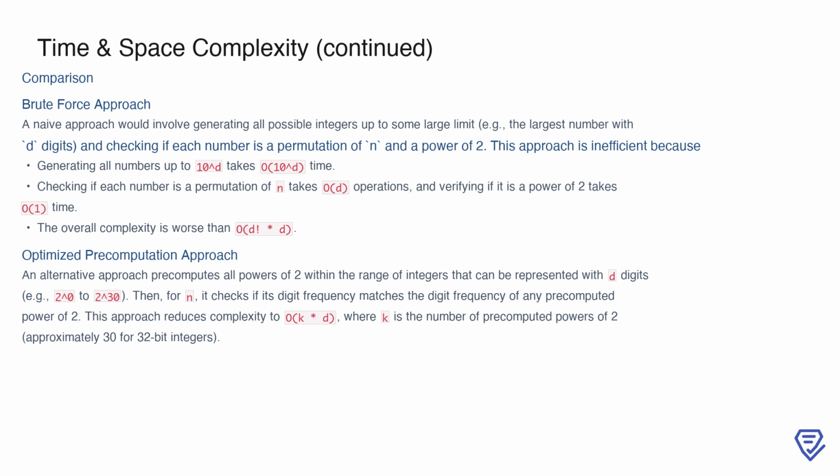A more efficient alternative is the pre-computation approach, where we calculate all powers of 2 within the range of integers that have up to d digits. For a 32-bit integer, this corresponds to powers of 2 from 2 to the power of 0 to 2 to the power of 30. We then compare the digit frequency of n to the digit frequencies of these pre-computed powers of 2. This approach reduces the complexity to O(k * d), where k is the number of pre-computed powers of 2, approximately 30. This optimized method is far more efficient than the brute force approach.